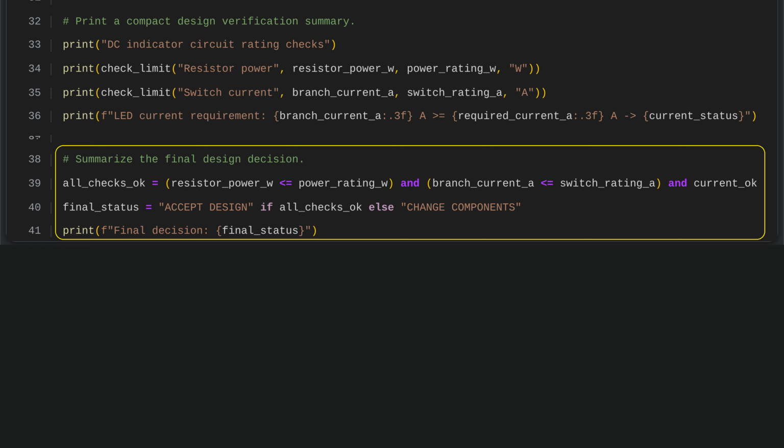If every check passes, the design is accepted. If any check fails, the result is to change the components.